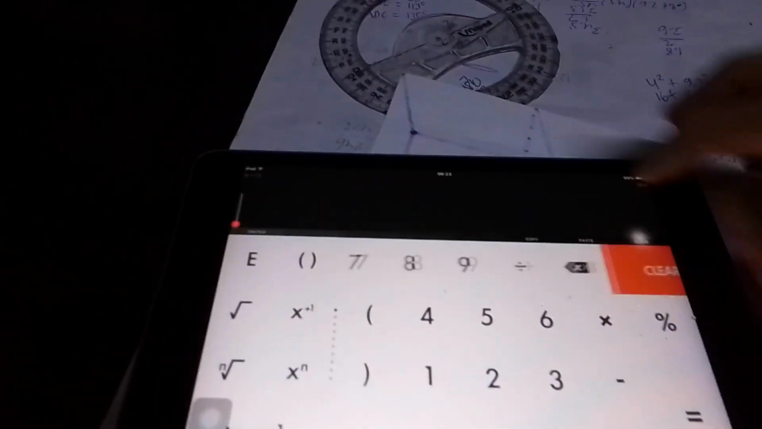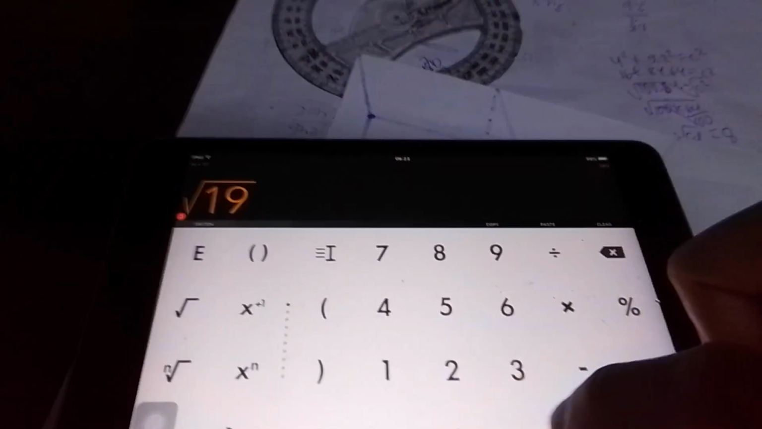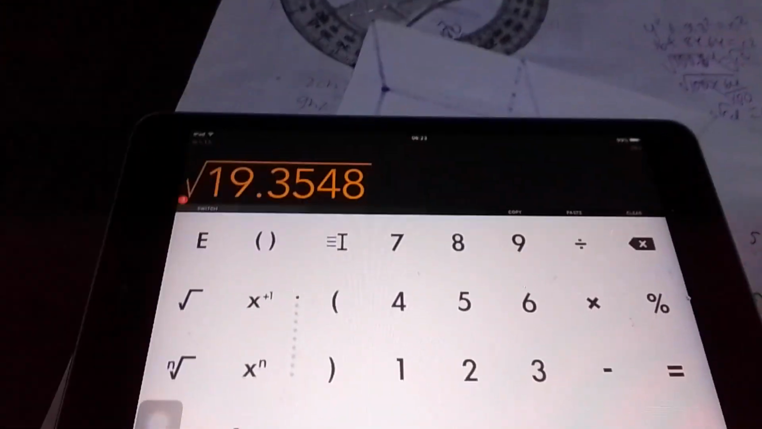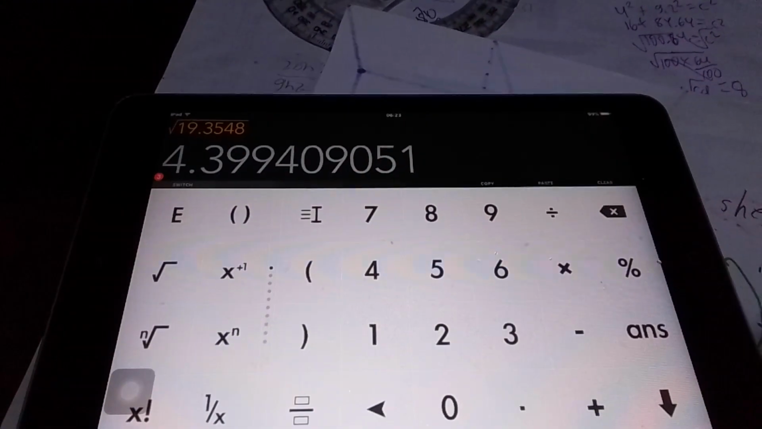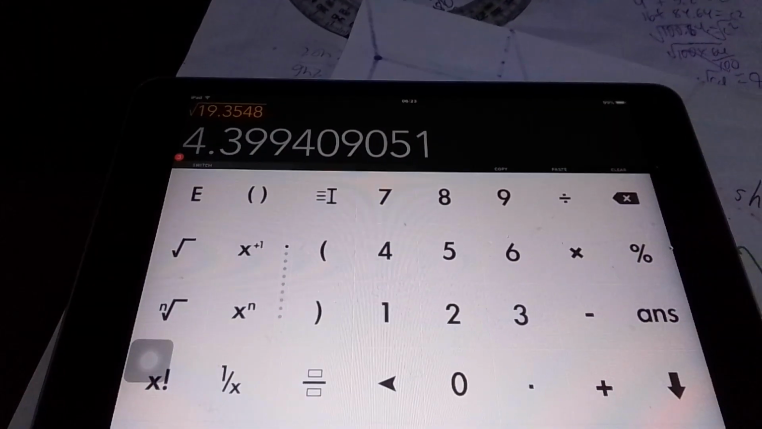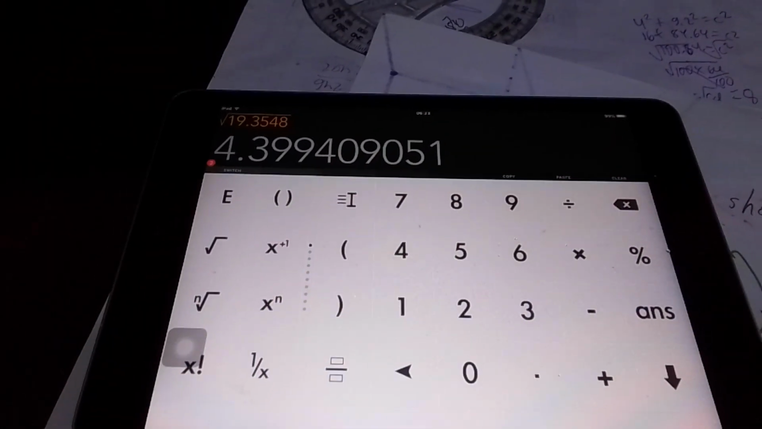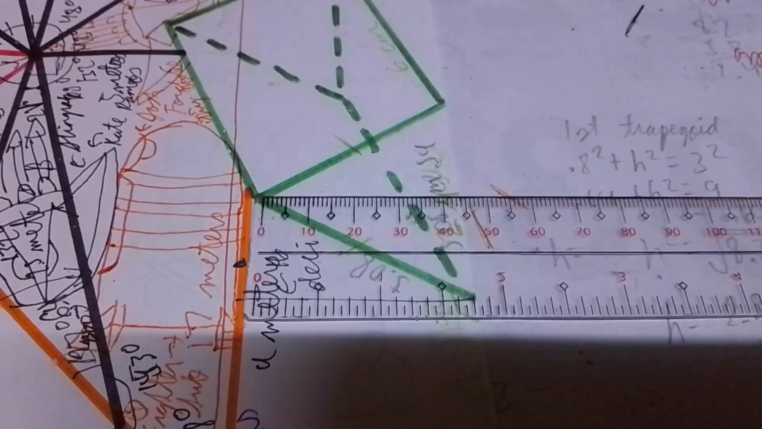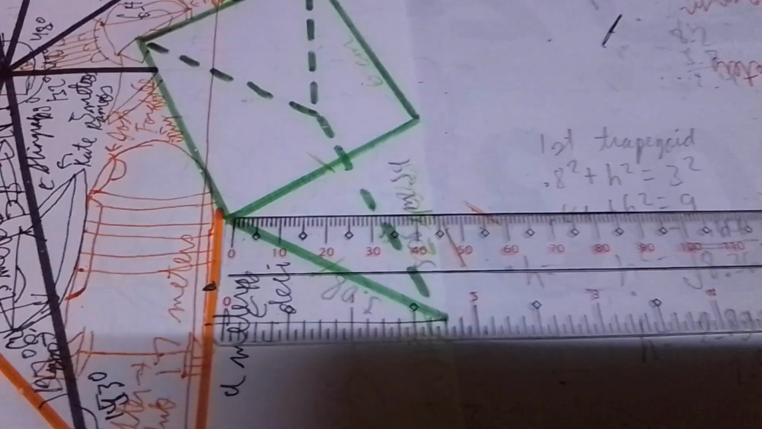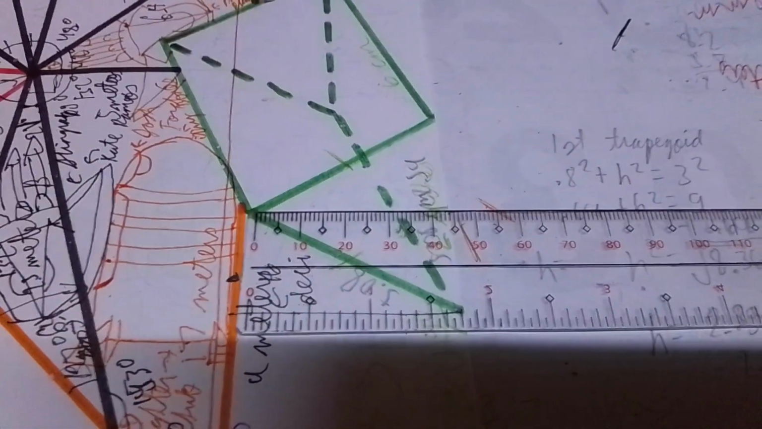And then from that, we just take the square root. We take the square root of 19.3548, so that we get our height as 4.4. 4.4? It's close to 4.4. Let me check with my ruler. There, the height measures 4.4. So that's the height of the triangle. So the height is 4.4.